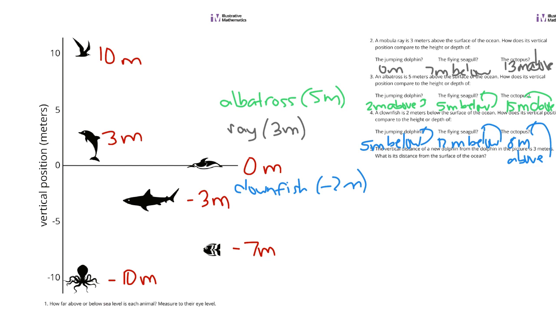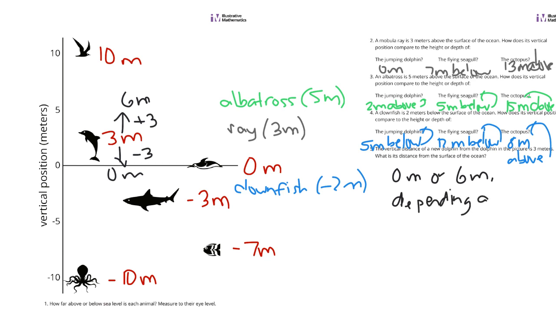Now, the vertical distance of a new dolphin from the dolphin in the picture is 3 meters. What is its distance from the surface of the ocean? We are 3 meters above or below the dolphin. Well, if I go 3 meters up, I'm at 6 meters. If I go 3 meters down, I'm at 0 meters. And you have to consider both answers. So we're either at 0 meters or 6 meters, depending on, it says on, above or below the dolphin in the picture.